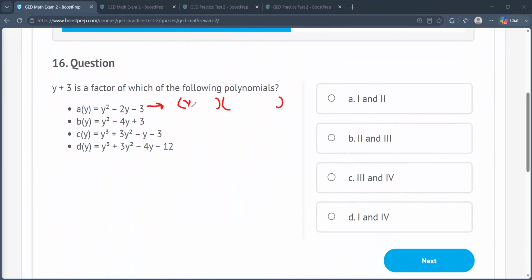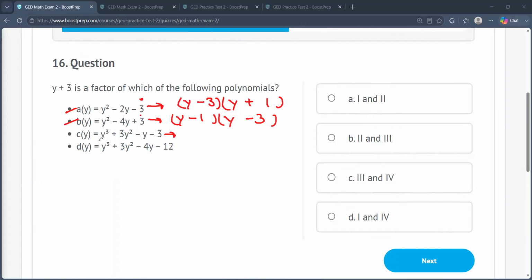Over here, we're going to put a y here and a y there. Then what two numbers multiply to -3 and when added give you -2? Maybe 3 and 1, so I'll use -3 and +1. It's obviously not this one because we want a y plus 3. What about the second one? Let's factor this out. Put a y here and a y there. What two numbers multiply to 3 and add to -4? -1 and -3. No, we want a y plus 3, so that won't work.